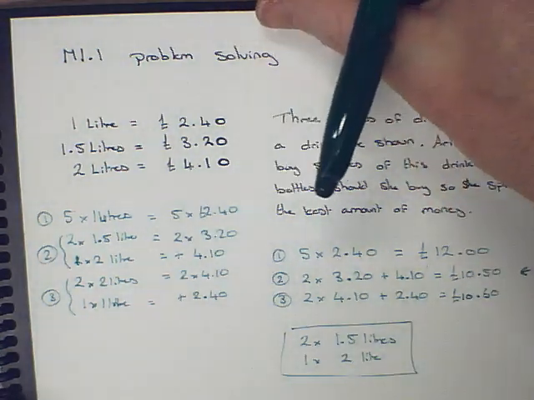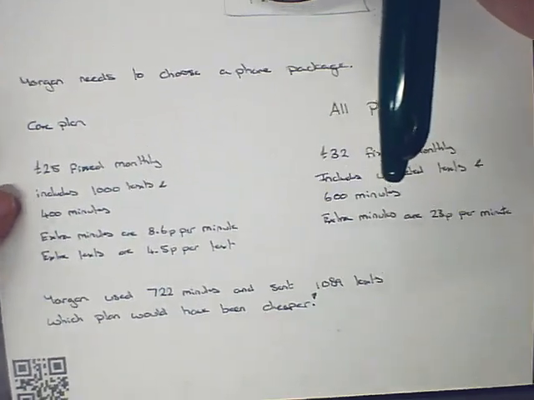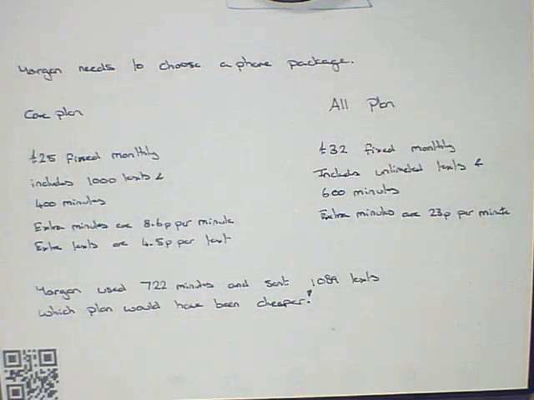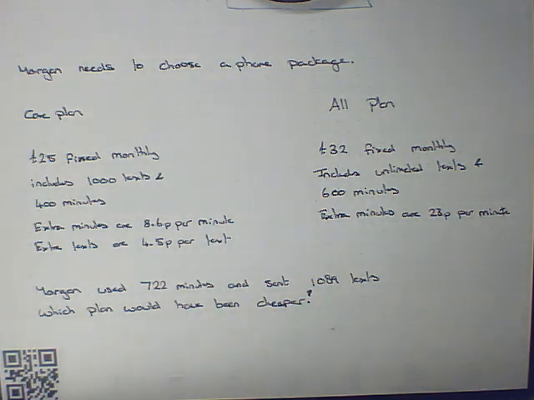Now we have a second problem, which is this. Morgan needs to choose a phone care package. We've got the care plan and the all plan. In the care plan, it's £25 fixed monthly, which includes 1,000 texts and 400 minutes. Extra minutes are 8.6p per minute. Extra texts are 4.5p per text. Morgan uses 722 minutes and sent 1,089 texts. Which plan would have been cheaper, the best value?